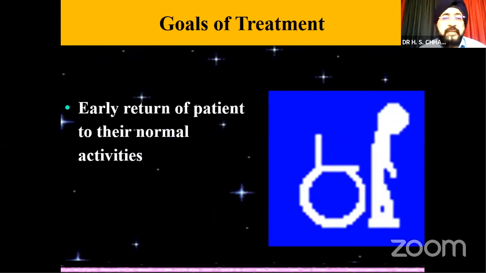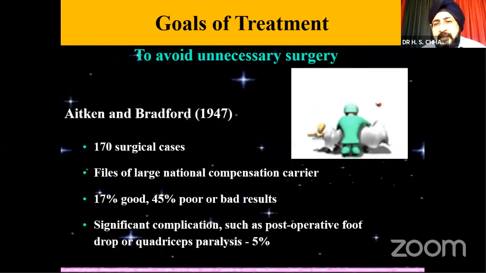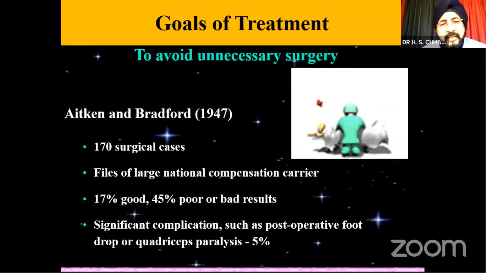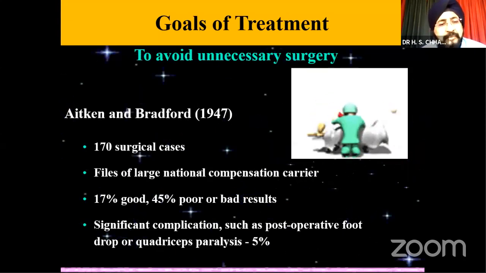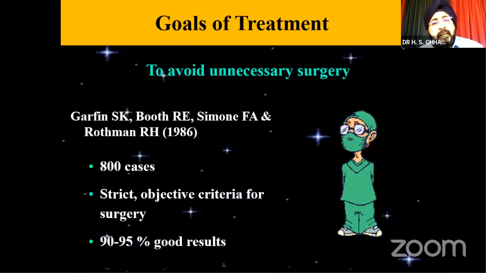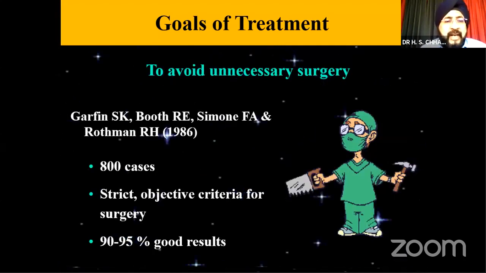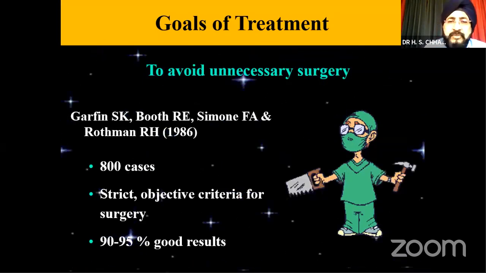So of course, pain relief is there. And one of the other goals could also be to avoid unnecessary surgery. You know, when prolapse intervertebral disc surgical management came out, people went in for surgery in all the cases. And in one of the initial studies of 1947, when they started 170 surgical cases, the outcome was very dismal, mainly because all cases were being chosen for surgery per se. But in another study done in 1986, when they had strict objective criteria for surgery, there were very good outcomes. So you need to choose your cases for surgery very well.